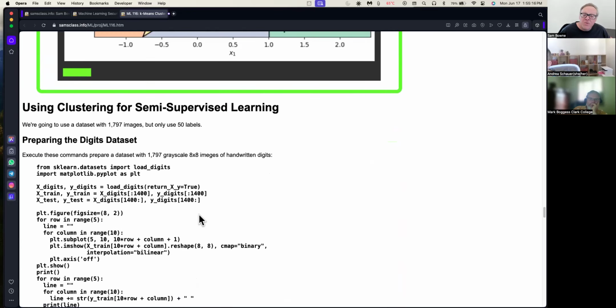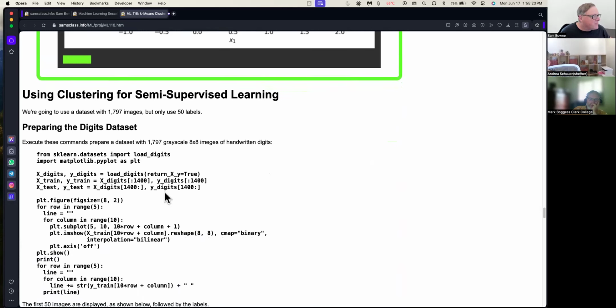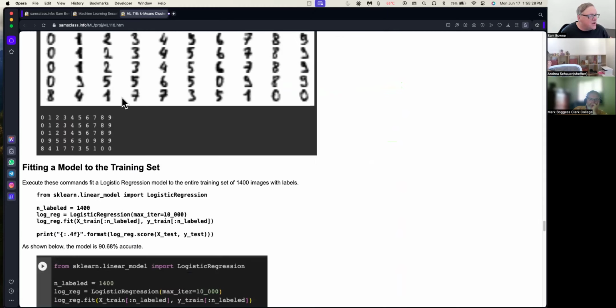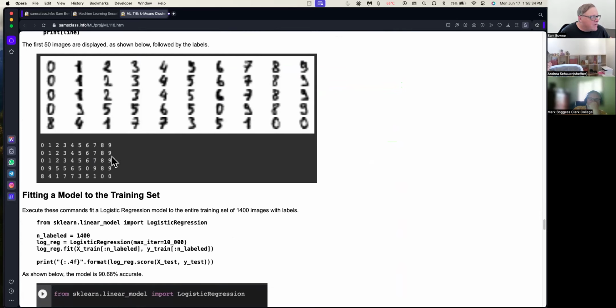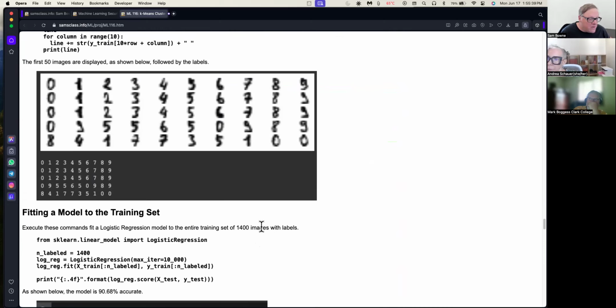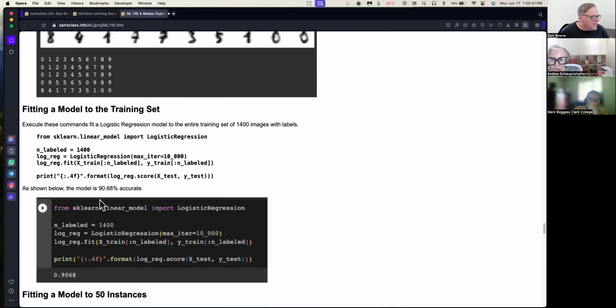And now, this really impressed me. This is what I mentioned in our first lecture, semi-supervised learning. This really works. So here, we're going to take a digits data set with 1,700 images of handwritten digits looking like this. And we have the answers down here. We know the labels, so we fed them all to the training set the usual way, fitting the entire 1,400 images with labels. We fit a model, and the end result is it's 90.68% accurate. So that's what happens if you have all the labels.